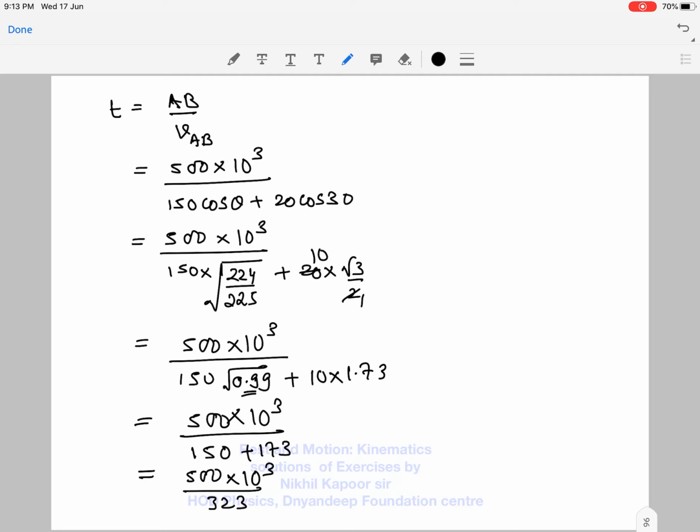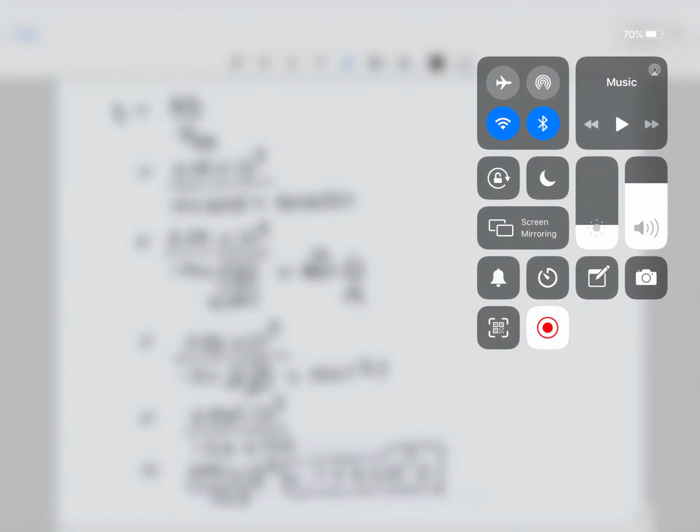So how much is the division? This division comes out to be 1.54 into 10 to the power 3 seconds, and we can convert it into minutes and hours also. So this is our final result. Okay, thank you.